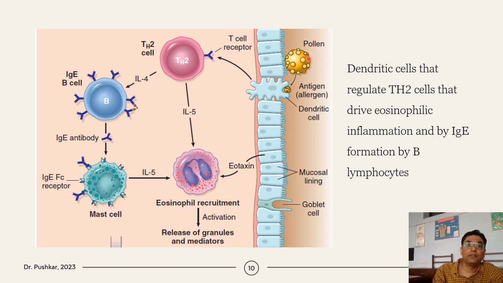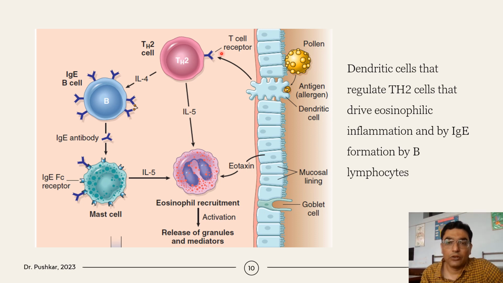Okay, so when the pollen enters, it will activate the dendritic cell. The dendritic cell will activate T helper 2 cells, the TH2 lymphocytes. It will release interleukin 4, interleukin 5. Interleukin 4 will activate B cells. B cells will release IgE antibodies. These IgE antibodies will activate the mast cells, and these mast cells will lead to the recruitment of eosinophils. Okay, so when the eosinophils are there, it will also lead to the release of various mediators. All this is very important to understand.